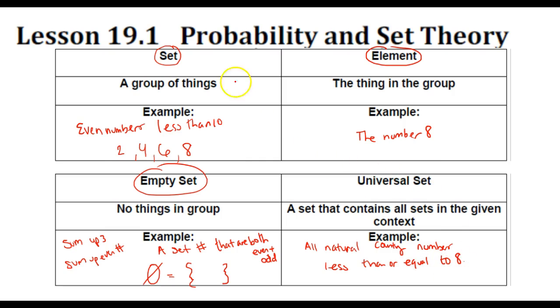Now you'll notice set and universal set are kind of similar, only universal set is going to include everything that we're looking for. So let's say we're looking at all the natural numbers that are less than or equal to 8. So counting numbers would start with 1, 2, 3, 4, 5, 6, 7. Now I'm going to include 8 because it's either less than 8 or equal to 8. Now this is just an example. We're going to see some more in the next few slides. So let's continue.